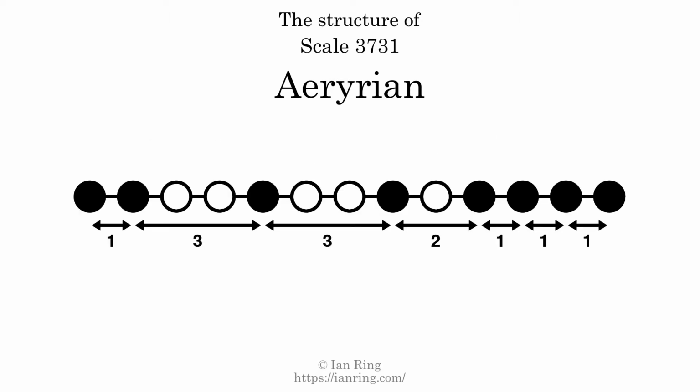The structure of a scale is a description of the interval distance between each successive tone. This scale has a structure of 1 3 3 2 1 1 1.